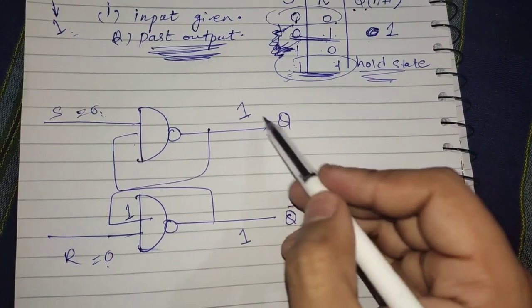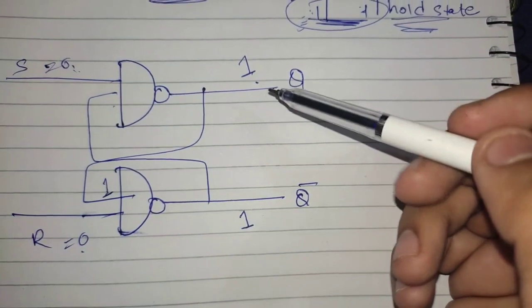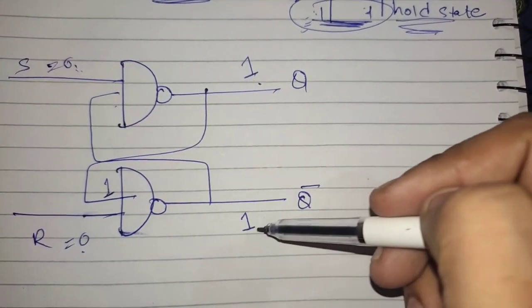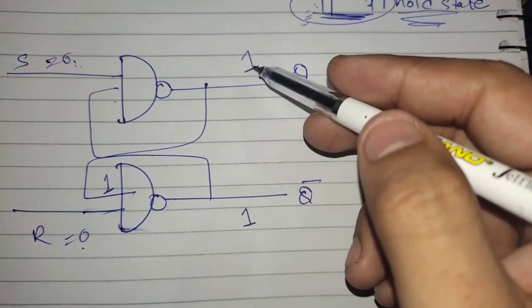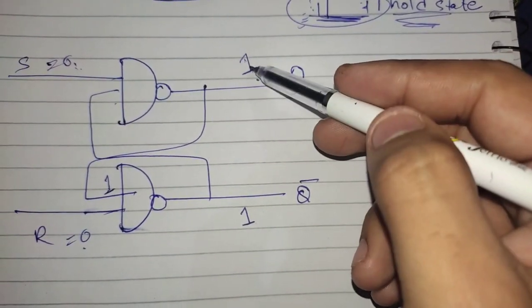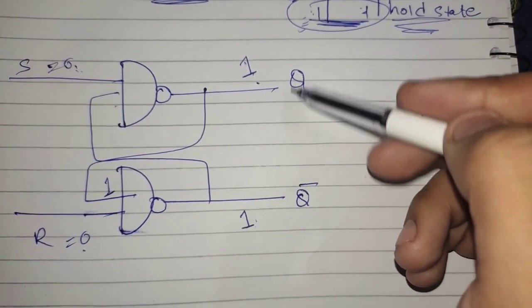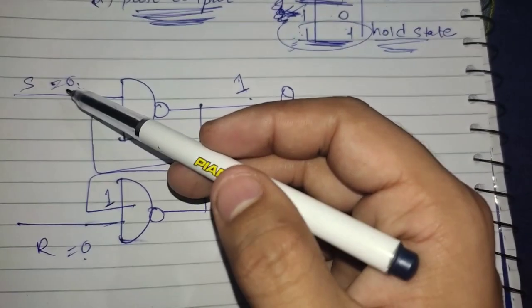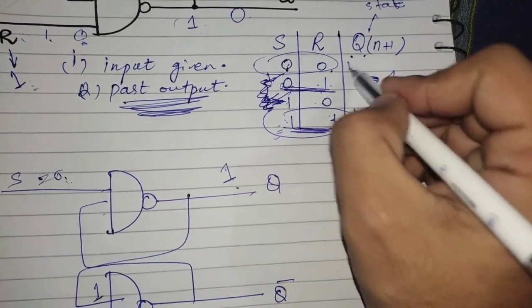So you can see that the Q value is 1 and the Q complement is also 1. This is not satisfying the condition, because the complement is always the inverse of that value. The complement of 1 must be 0 and the complement of 0 must be 1. So we have the Q value 1 and Q bar 1, which does not satisfy that condition. So we can say, when we give the input 0 to S and 0 to R, for this case we have the answer: invalid state.